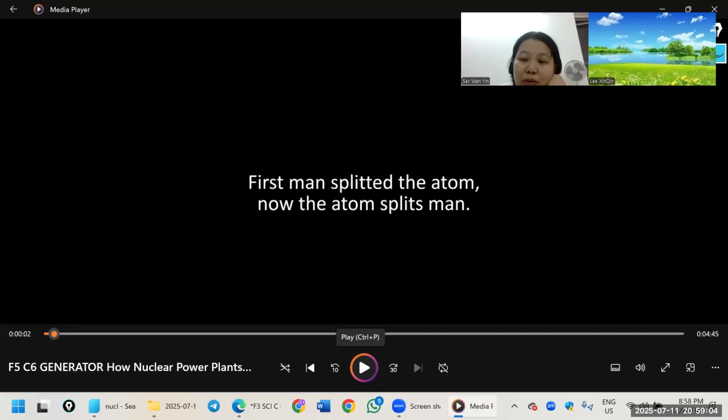Nuclear power has pros and cons. So this is, I don't know who said it, Einstein: first man split the atom. Yeah, nuclear is actually when we split the atom. Now the atom splits the man.